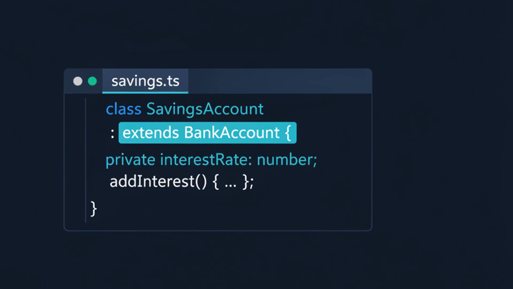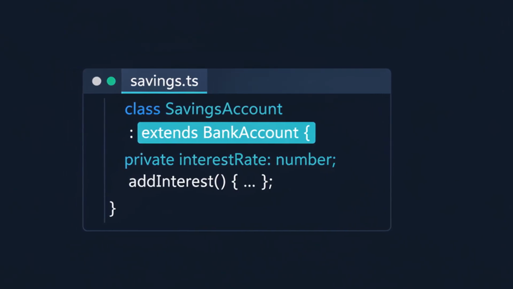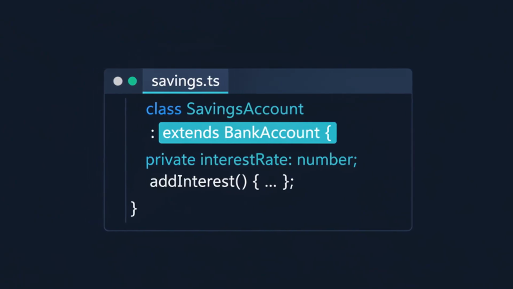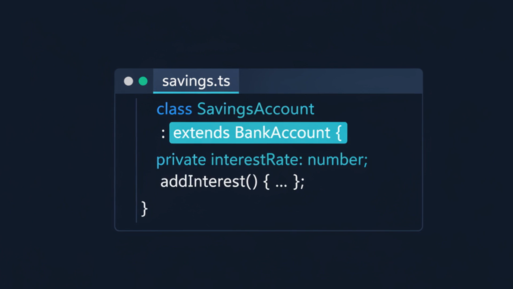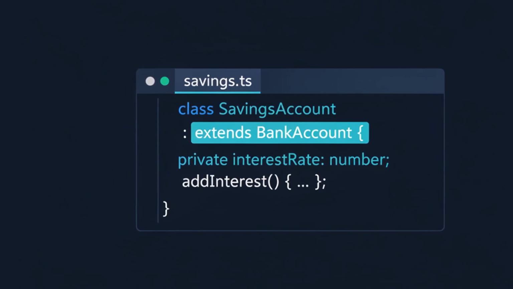Now the powerful part, inheritance. Imagine a savings account. It's a bank account, but with extra features. Instead of rewriting everything, we use extends to inherit from bank account. The savings account automatically gets all the parent's properties and methods, plus whatever new things we add. This is the don't repeat yourself principle in action.